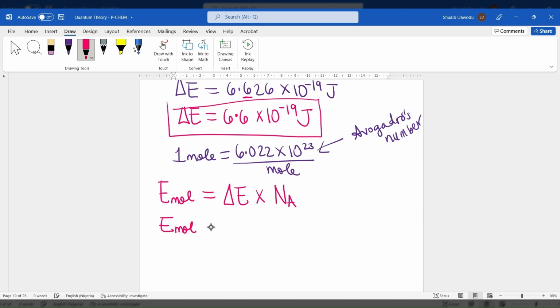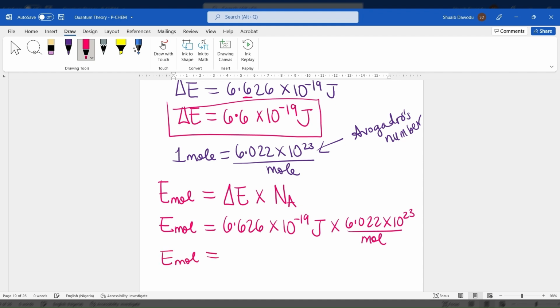So E sub mole is going to simply equal 6.626 times 10 raised to the power of negative 19 joules, times 6.022 times 10 raised to the power of 23 per mole. So that is just basically it. We would multiply 6.626 times 10 raised to the power of negative 19 by 6.022 times 10 raised to the power of 23. So when we do that, we end up with 3.99018 times 10 raised to the power of 5 joule per mole.